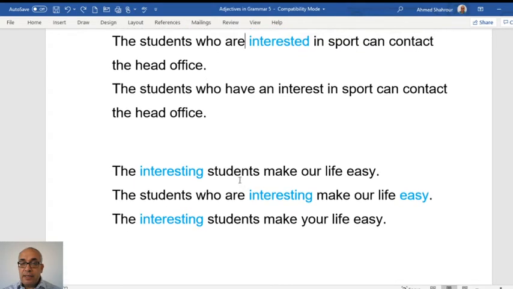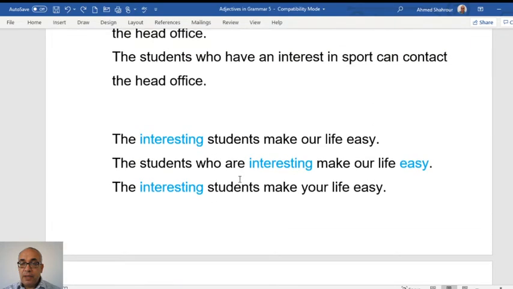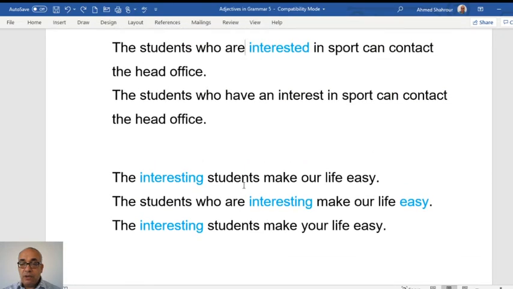Let's look at these three sentences now. The interesting students make our life easy. I said interesting is a present participle. Why? Because it has an ing. And why is interesting an adjective? Because interesting comes before students. Students, between brackets, is a noun. So interesting is an adjective which describes students.